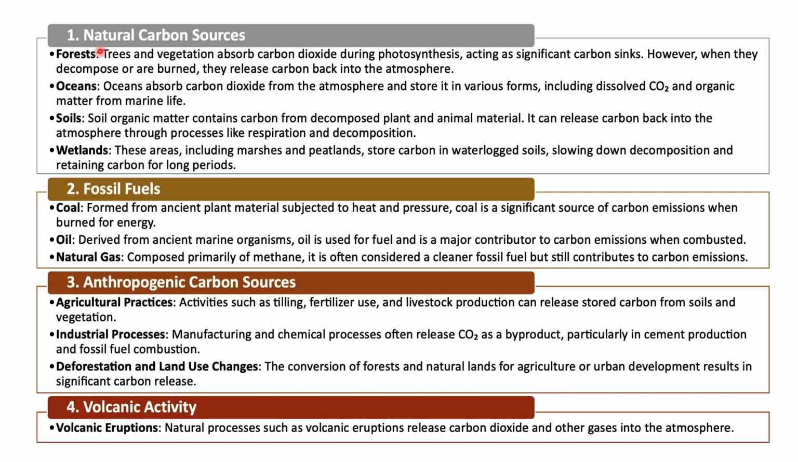For example, we can also differentiate the carbon sources as natural carbon sources, fossil fuels, anthropogenic carbon sources and volcanic activities. The natural carbon sources include forests, oceans, soils and wetlands. The fossil fuels include coal, oil and natural gas. Anthropogenic carbon sources include agricultural practices like fertilizer use, livestock production, etc., industrial processes, manufacturing and many chemical processes. Deforestation and land use changes are the main anthropogenic carbon sources. And we also have volcanic activity, because volcanic eruptions also produce lots of carbon dioxide.